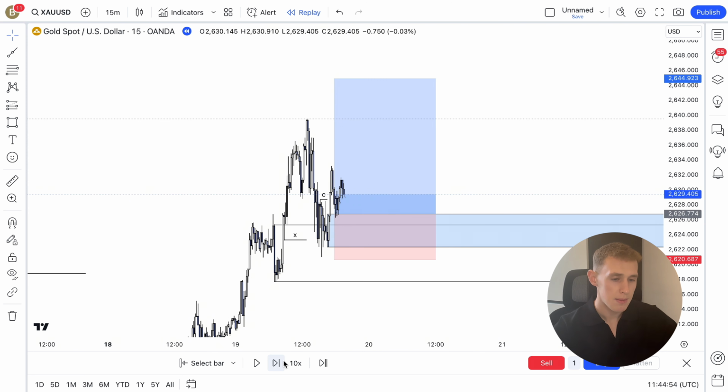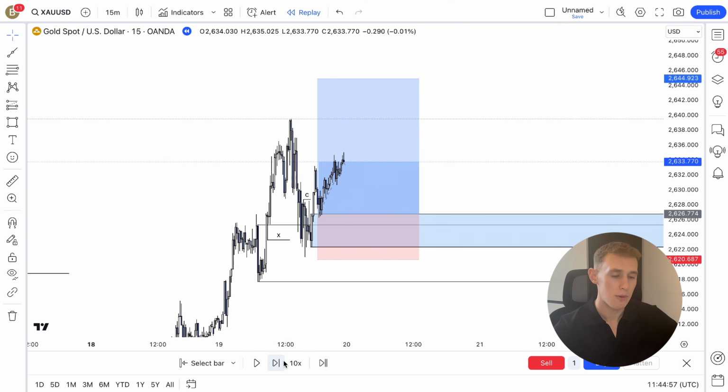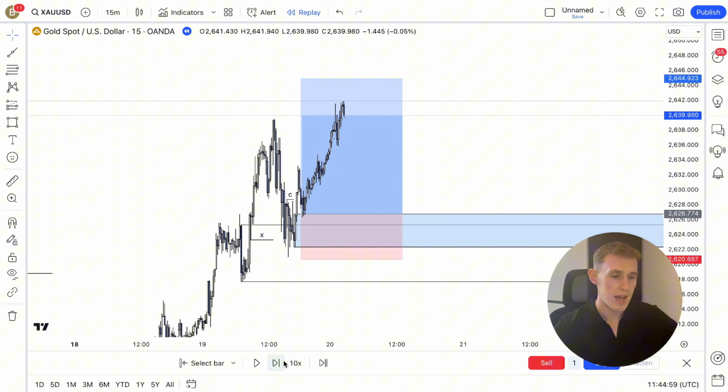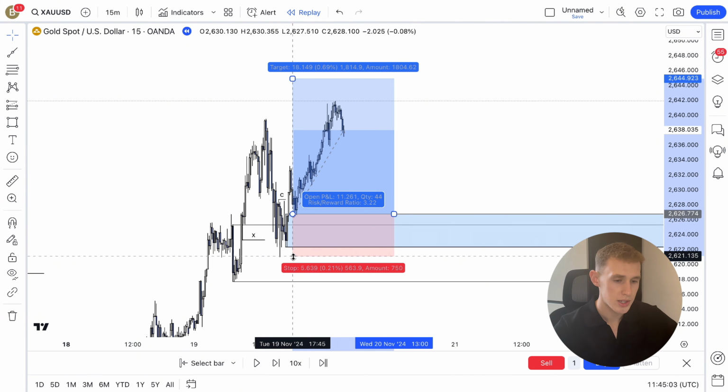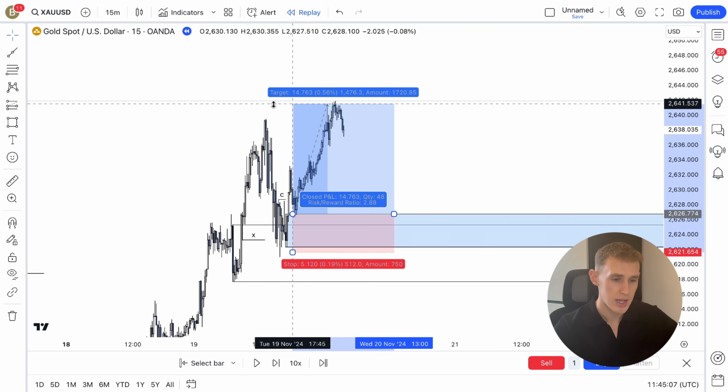So as we can see, eventually price does tap into that level after a retracement and then heads up towards the take profit. I think my stop loss was slightly smaller than this actually, because it hit a 1 to 3.